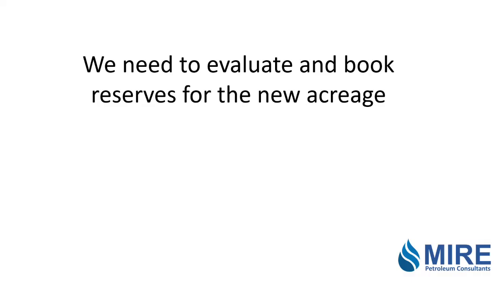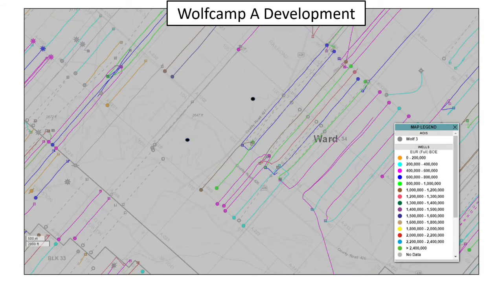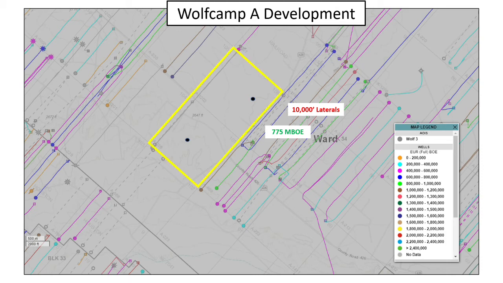All right, so we need to evaluate and book the reserves for this new acreage. How would you do it? All right, so here's the area again that we've been assigned to. Again, we had these highly economic 10,000 foot laterals drilled just next to your acreage, and your management is planning to drill 5 wells in the new acreage outlined in yellow.